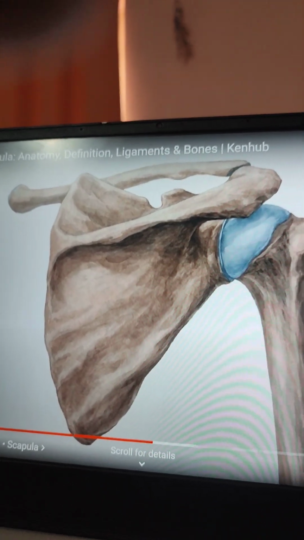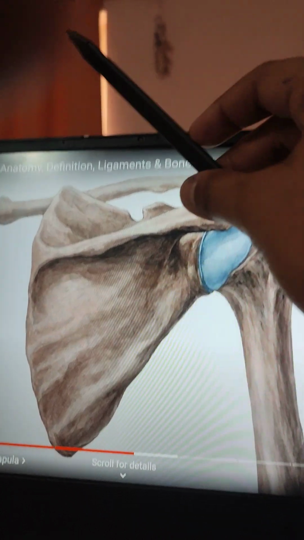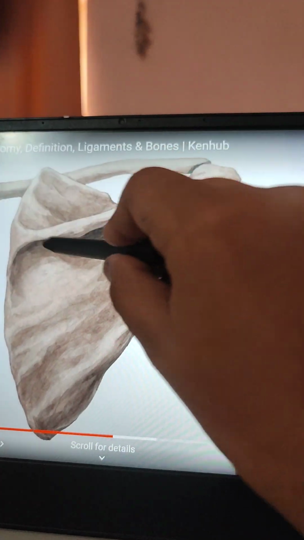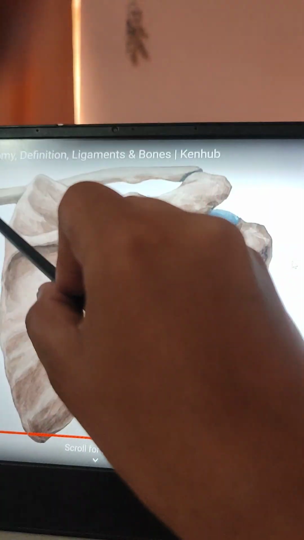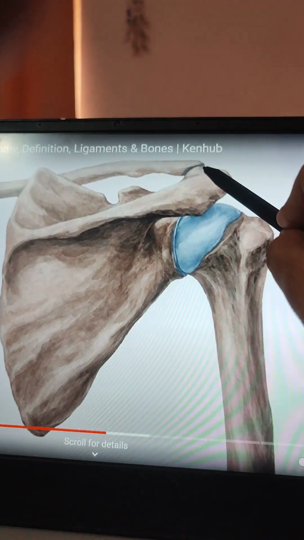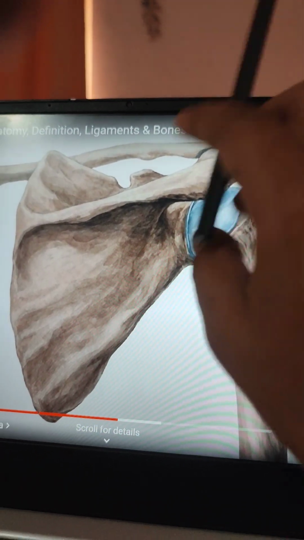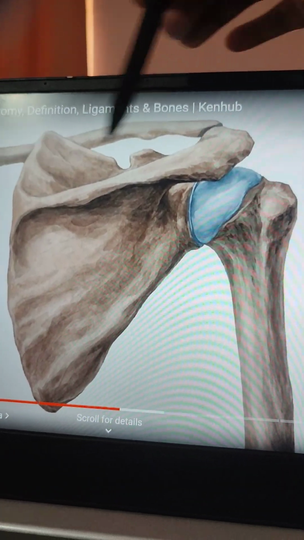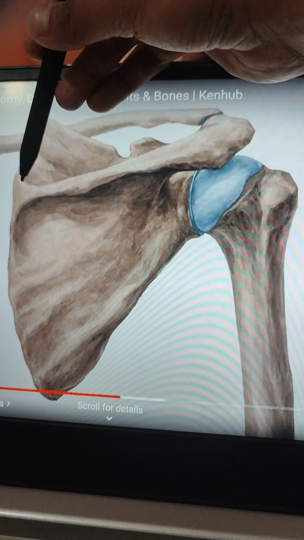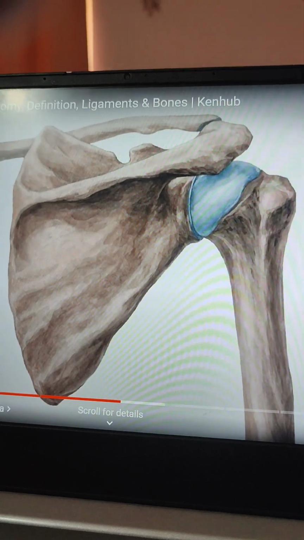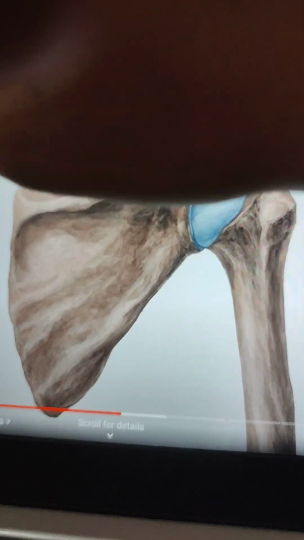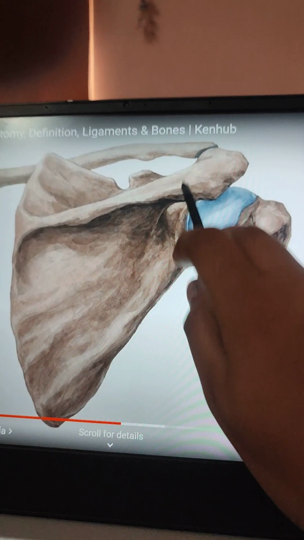Okay, done. Now, very simple. First of all, this is a spinous process. Above, there are two lips. This is our upper lip, and this is our lower lip. On the upper lip there is insertion of trapezius, and on the lower lip there is origin of deltoid.